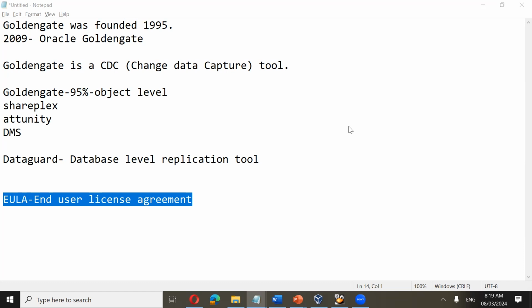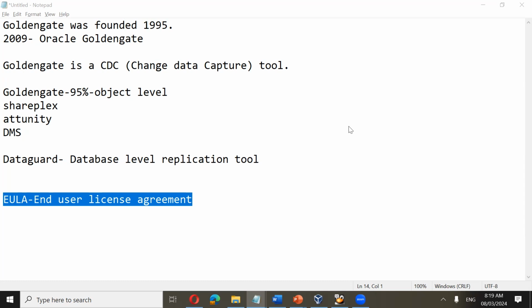Like, I'll give you some examples. Big telecom companies and big banks use Oracle Golden Gate because it serves them well. It helps them in business intelligence. Let me give you one scenario, one example of this.